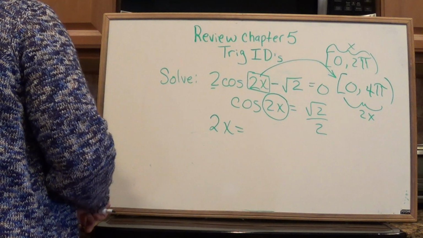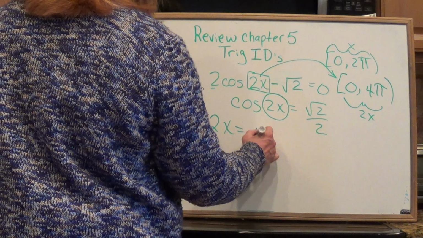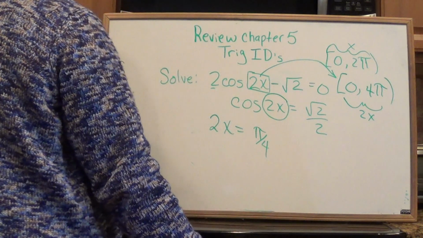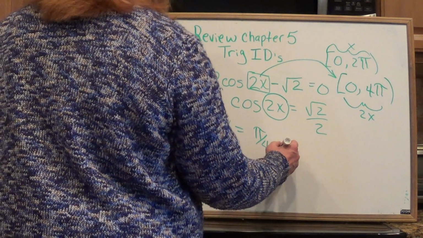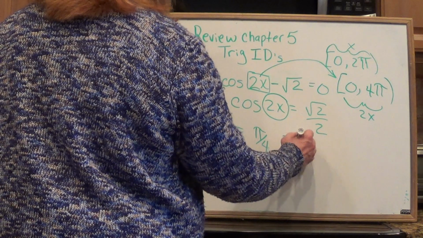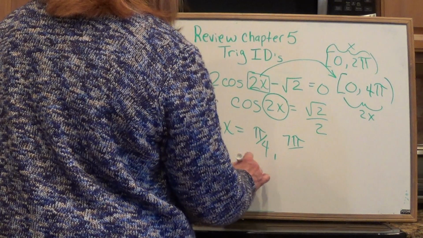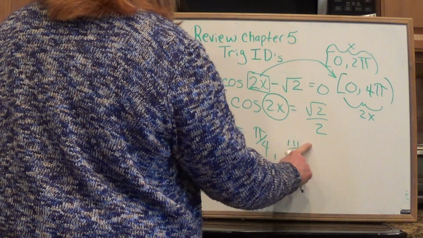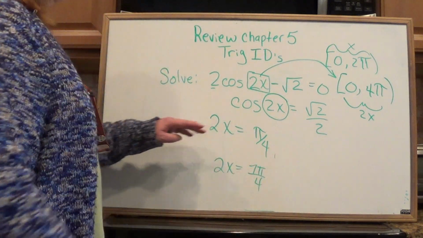So when we look at our unit circle the first time, we see that pi over 4 is where the cosine is square root of 2 over 2. And again at 7 pi over 4. And I'll write that one down here. And if you recall, what we do with those is we go back to each one, and what I called it is we spin it.